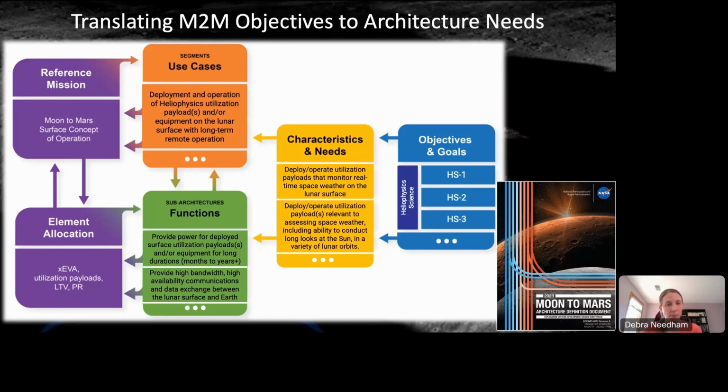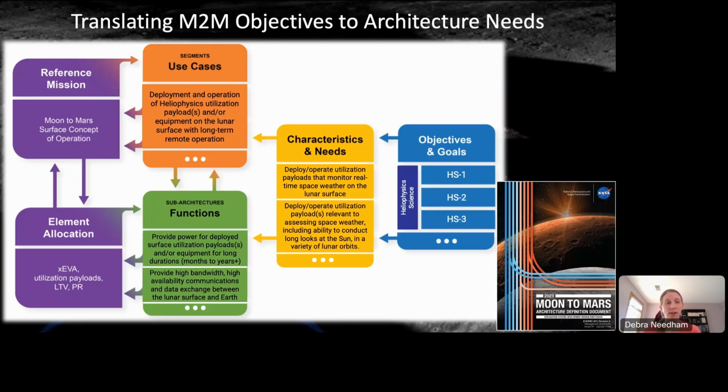Then we also need to deploy those payloads in a way that in some cases enables us to have long looks at the sun. And that's important because that's going to drive out different use cases and different functions of the architecture. So we have to call those specifics out at the characteristics and needs level to help us fulfill that translation or decomposition process. So then we'd go to use cases.